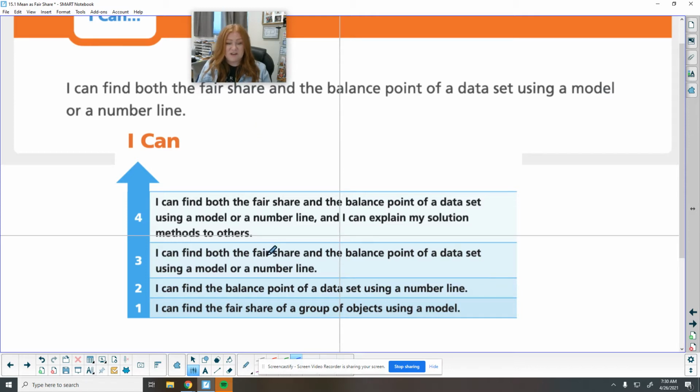So if you can find the fair share and the balance point and use a number line to prove that, then you are at a 3 today. If you can do that and explain it to somebody else, that's a 4. If you can find the balance point of a set of numbers on a number line, that's a 2. And if you can just find the fair share of a group using a model and drawing it out, then that's a 1. So just drawing it is a 1. Number line is a 2. If you can do both ways, that's a 3, a model and a number line. So do both of them. And if you could help teach that to somebody else, then that bumps you up to the level 4 today.